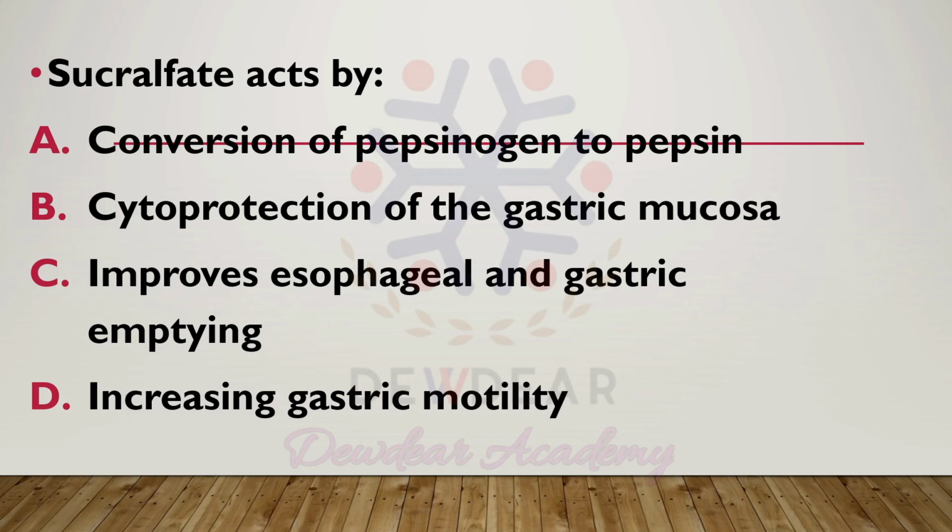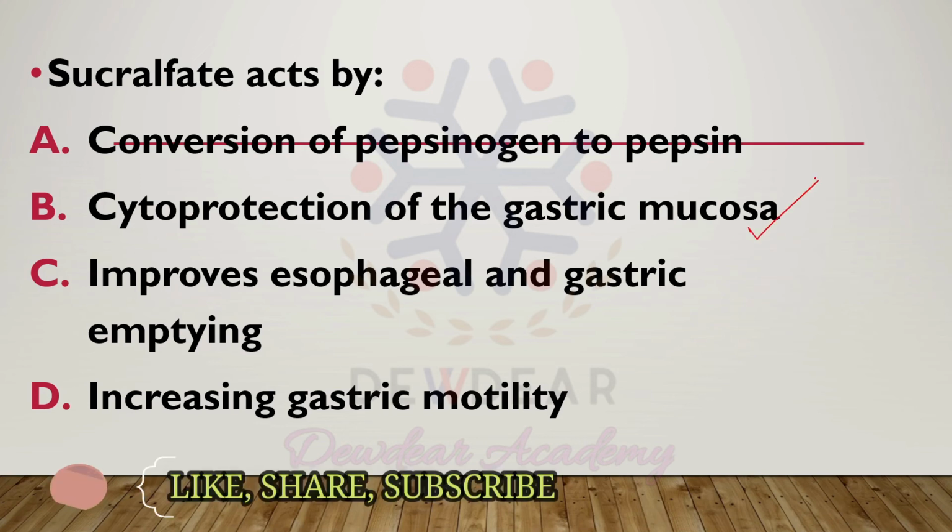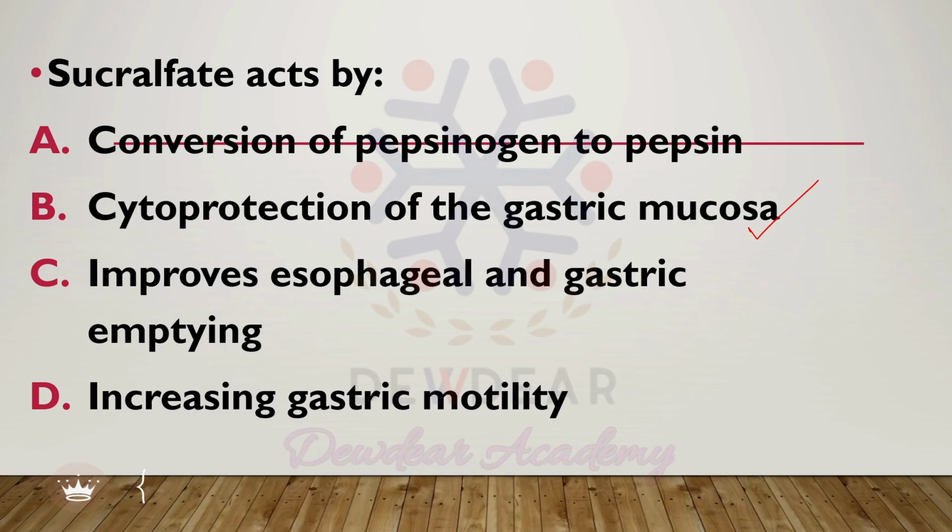Sucralfate acts by? Options: conversion of pepsinogen to pepsin, cytoprotection of the gastric mucosa, improves esophageal and gastric emptying, increasing gastric motility. Correct answer is option B, that is cytoprotection of the gastric mucosa.